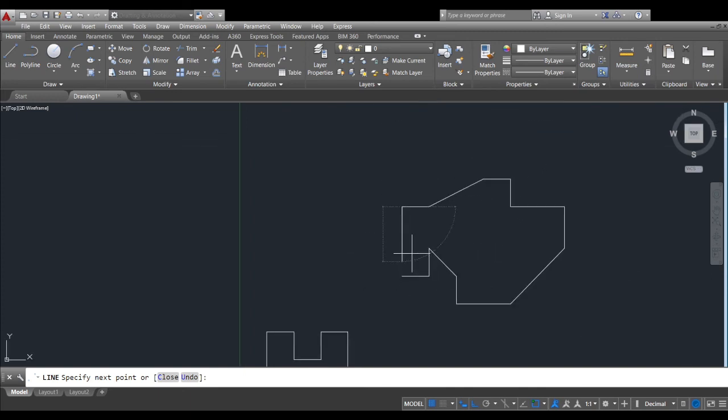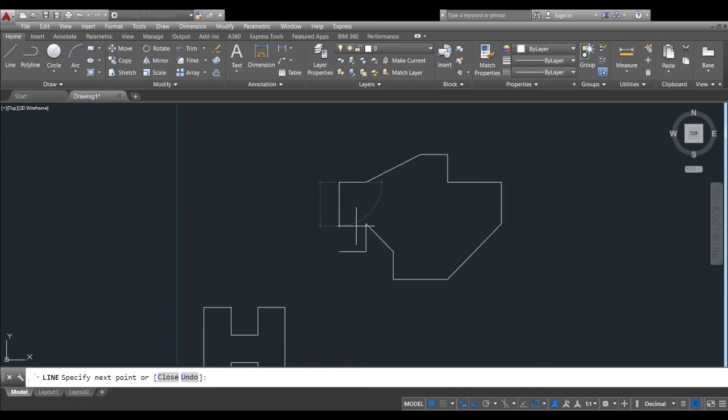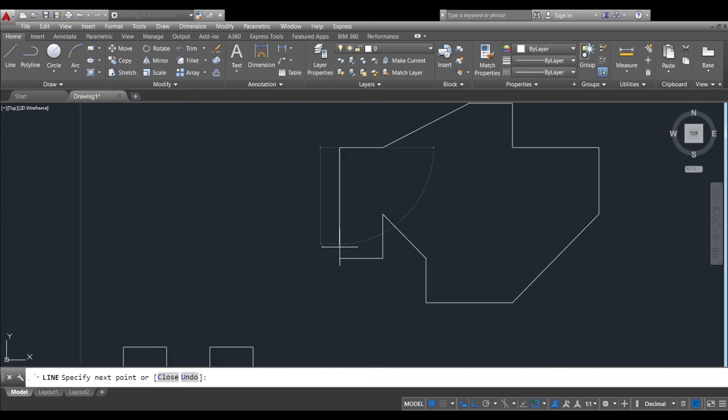Okay, so there are two options again to input the coordinate of this point, or we just close it, no?